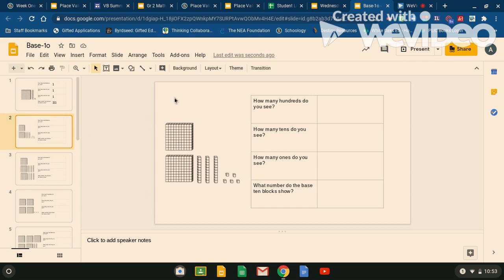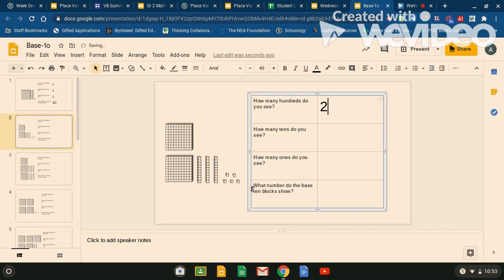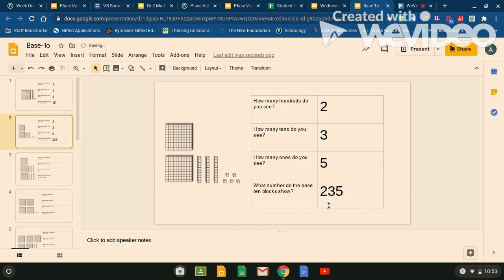Let's do a little bit together. How many hundreds do you see? 2. How many tens do you see? 3. How many ones do you see? 5. I would write this number with a 2 in the hundreds, a 3 in the tens, and a 5 in the ones. I would read this number 235. The value of my 5 in the ones place is 5. The value of my 3 in the tens place is 30. And the value of my 2 in the hundreds place is 200.